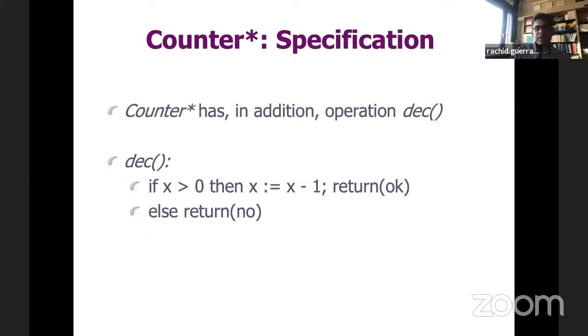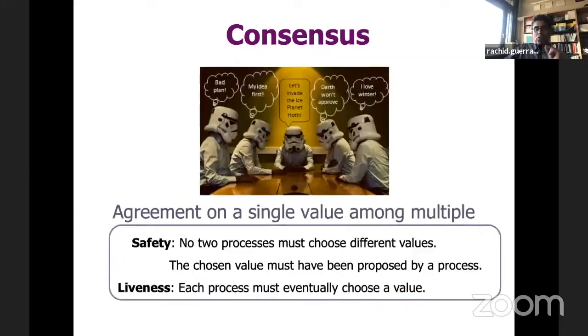You can think at home whether you can do that, again, without using locks, without making any assumption on the synchrony of the processes. It turns out that this is a very difficult object to implement. And if you want to convince yourself that this is a difficult object to implement, what you can do is show that if you solve this counter problem, counter star, you can actually solve consensus, okay? So the way we show that an object is difficult is by showing that with that object, you can implement consensus.